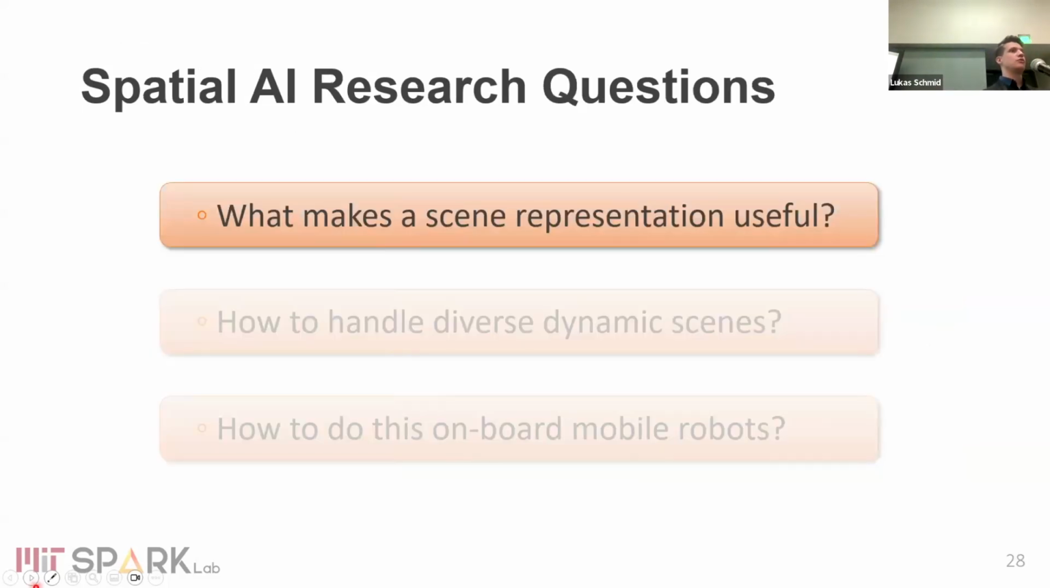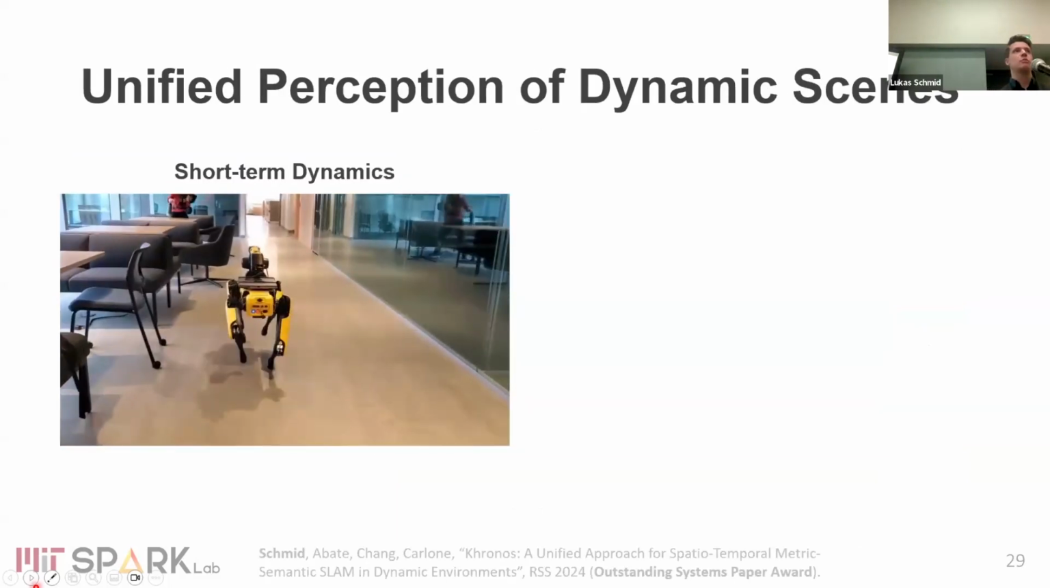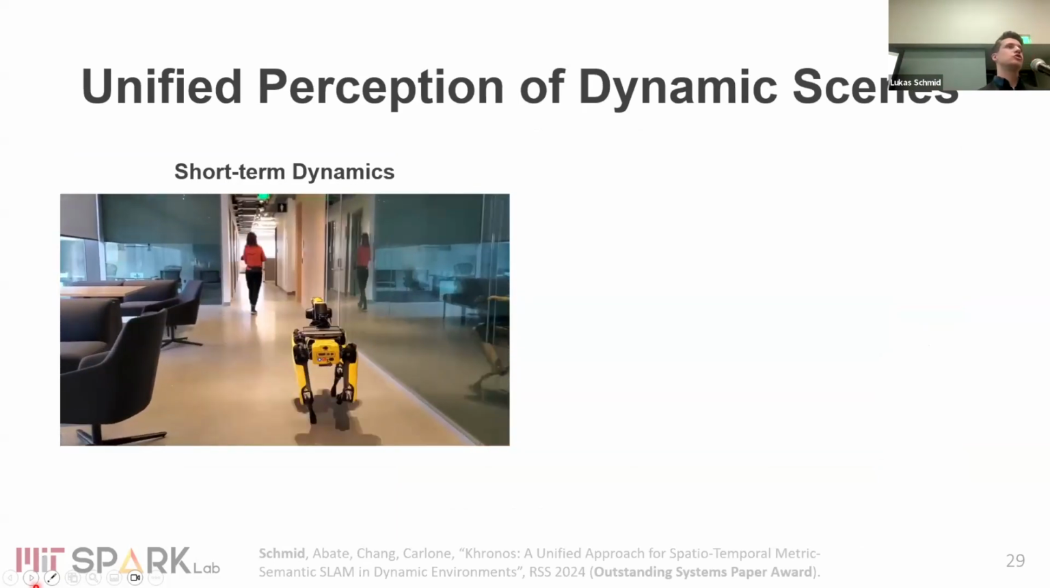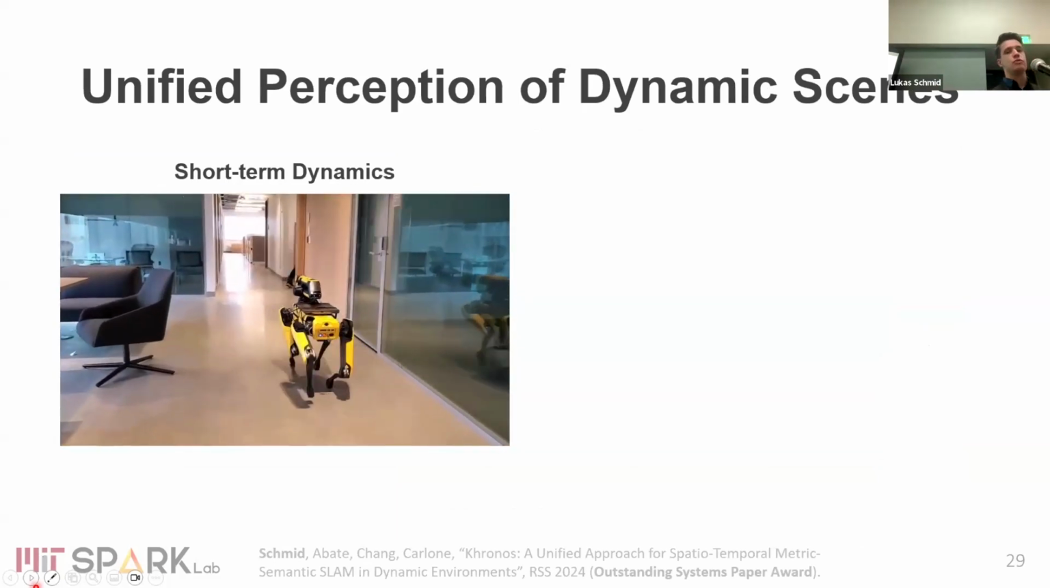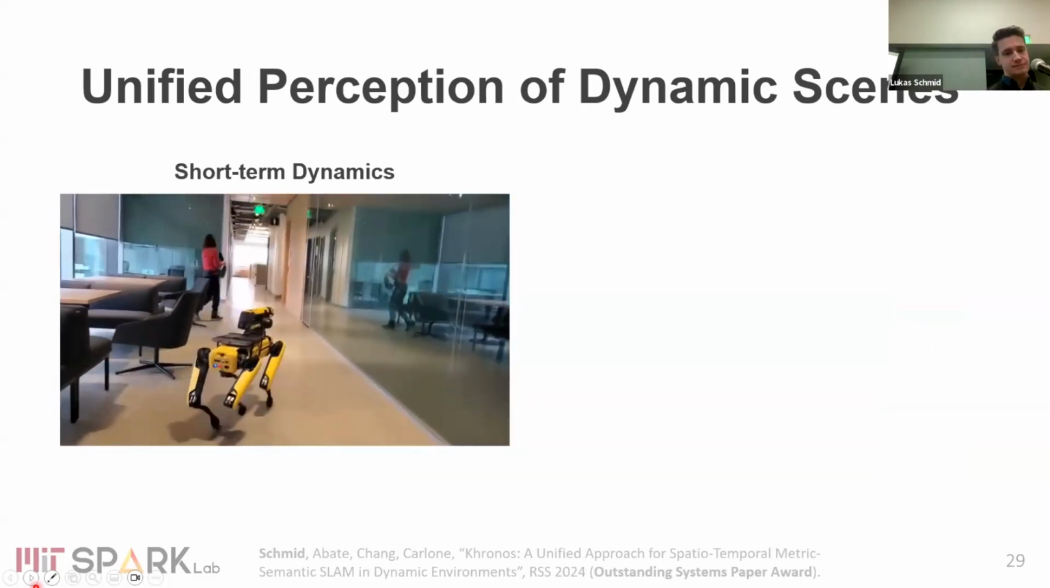Now, to switch gears a little, I want to spend the second half talking about how to handle diverse and dynamic scenes. And if we want robots that operate in our homes, there's usually a lot of people around, and we get what is called short-term dynamics, meaning people and agents moving in front of the robot, so we need to perform motion segmentation and all of these things.